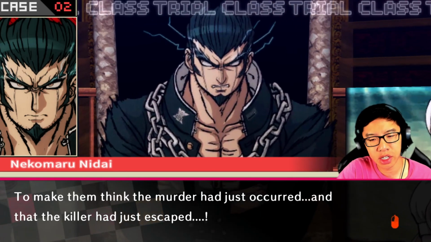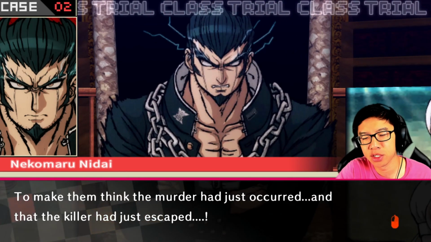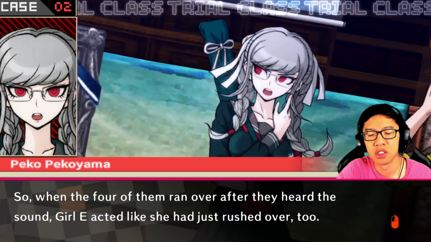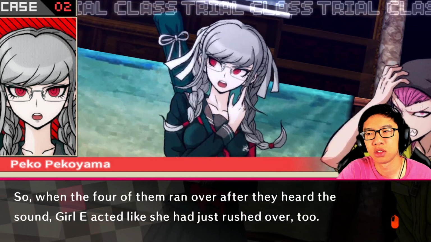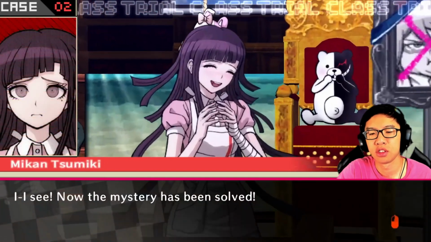Oh, okay, that can make sense. I mean, that's a lot of movement, but that makes sense. So, when the 4 of them ran over after they heard the sound, Girl E acted like she had just rushed over too. I see.